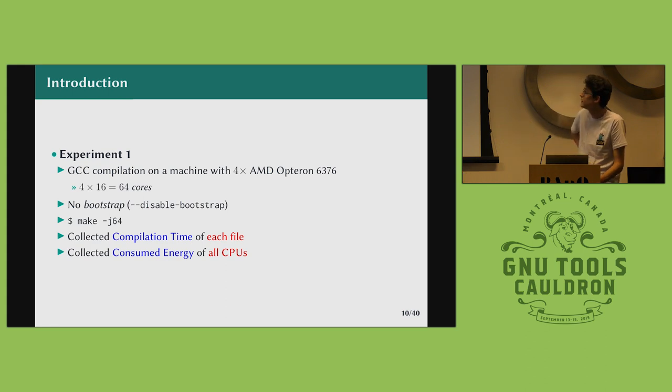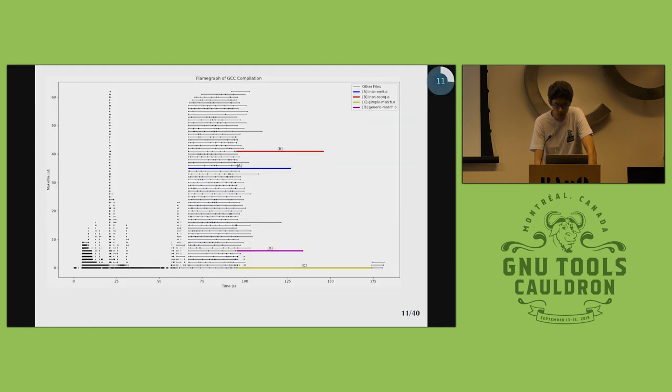The first experiment is we compiled GCC on a 64-core machine. We disabled bootstrap and used make with 64 jobs. We collected the compilation time of each file. We also collected the consumed energy of all CPUs. And we plotted this graph here. On the x-axis we have the time in seconds, and on the y-axis we have the makefile job. Since we used 64 makefile jobs, we have a one-to-one mapping between the makefile job and the CPU core.